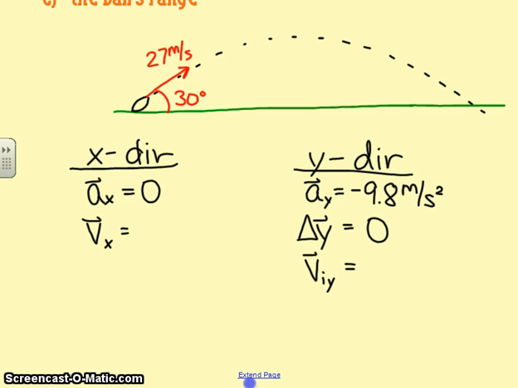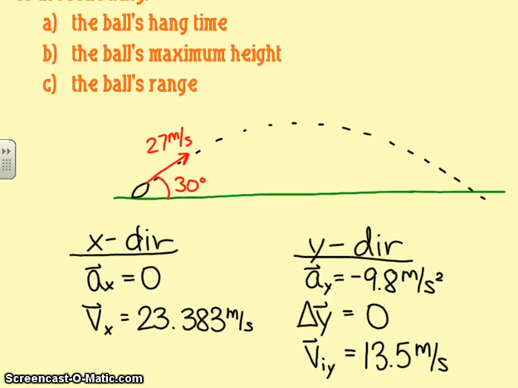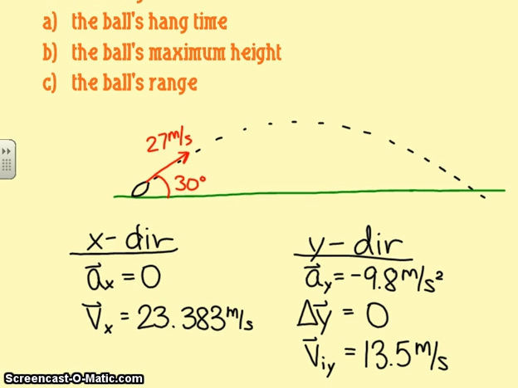Pause the video for a moment and find those components yourself to make sure that you're comfortable with finding components. You should have found those components to be 23.383 meters per second and 13.5 meters per second. Okay, so now that we have everything that we know listed, let's look at what we're looking for. In part A, we want to find the ball's hang time. That's how much time the ball is in the air from start to finish.